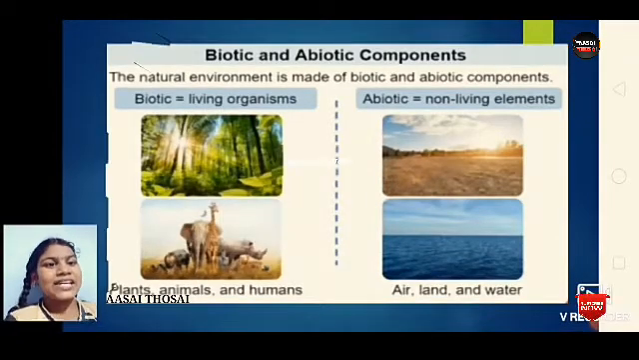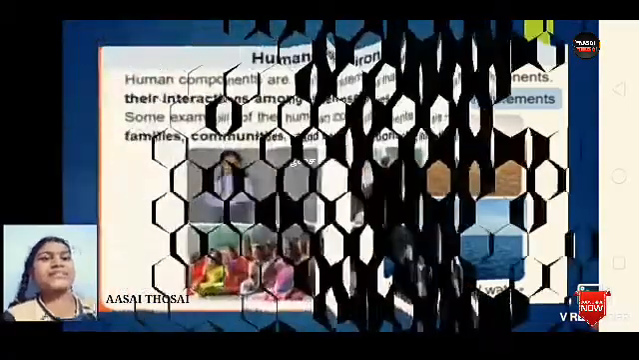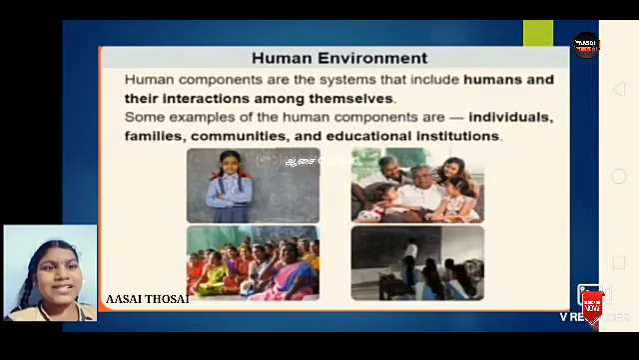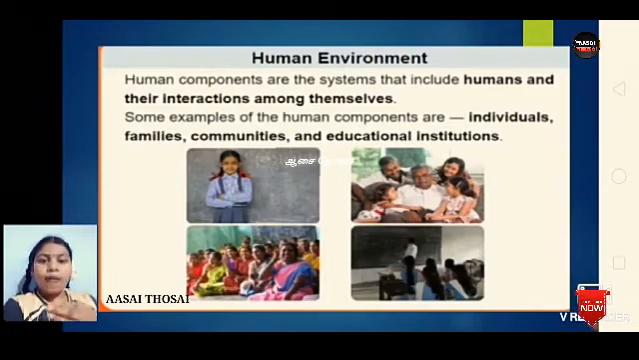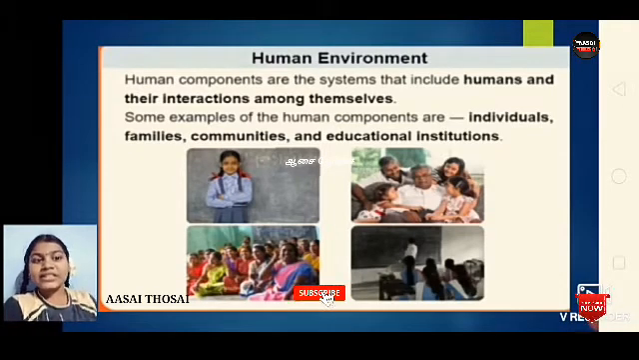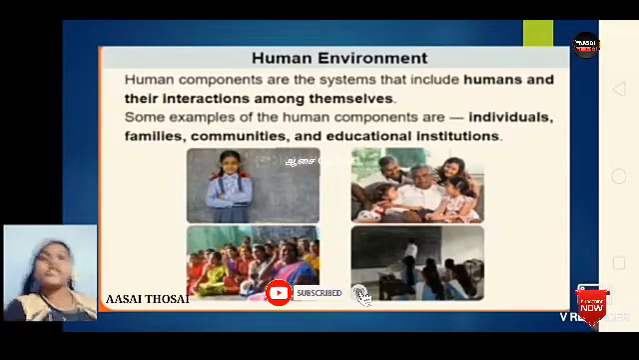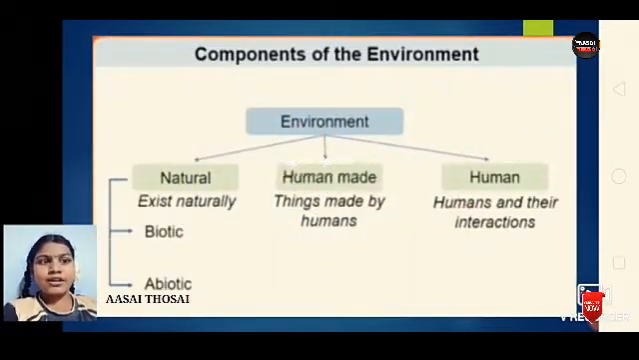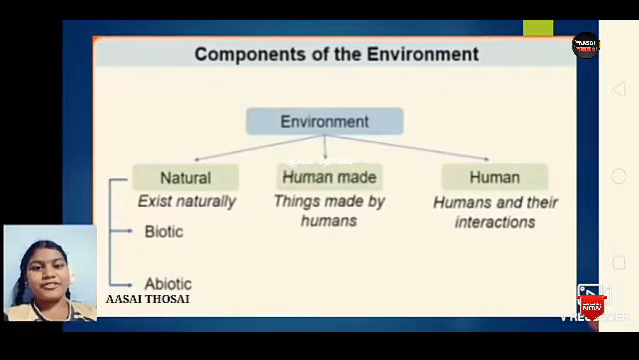Next is human components. Human components are the systems that include humans and their interactions among themselves. Some examples of human components are individuals, families, communities, and educational institutions. Components of environment, I'll show now a flowchart.